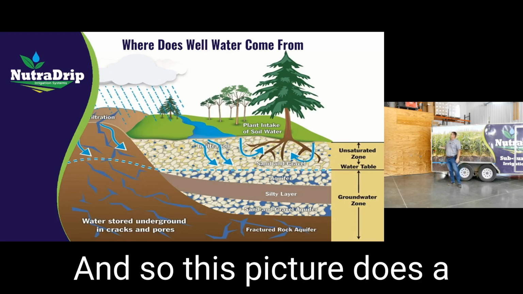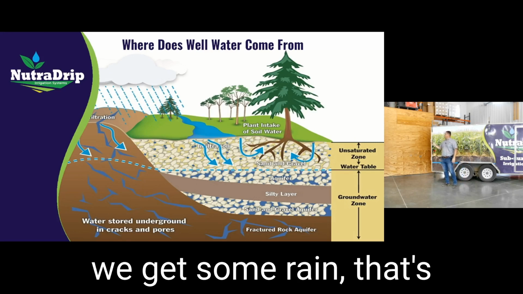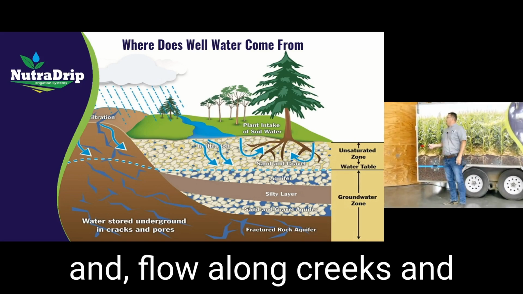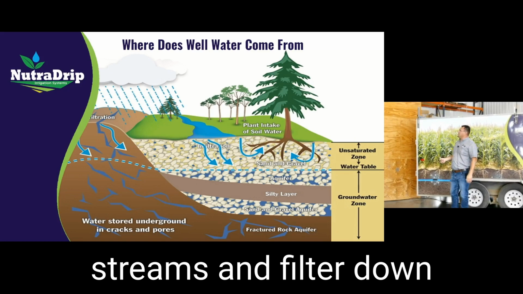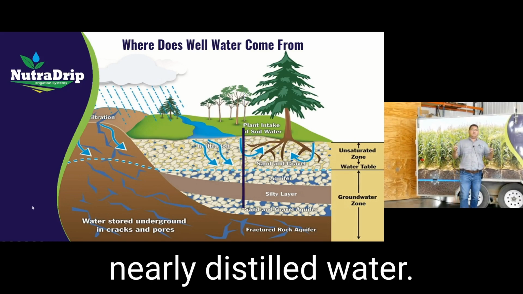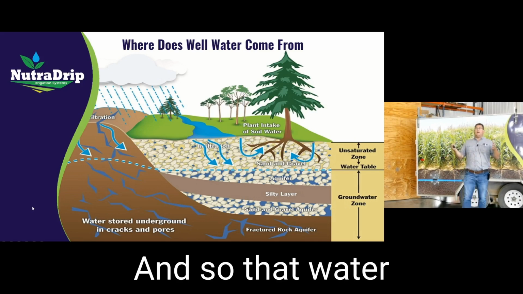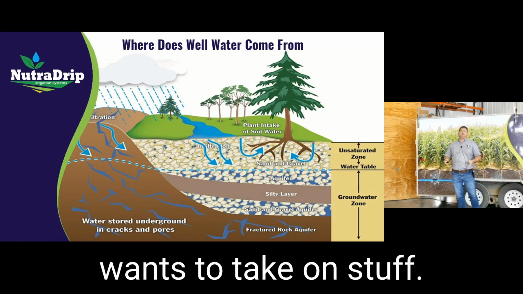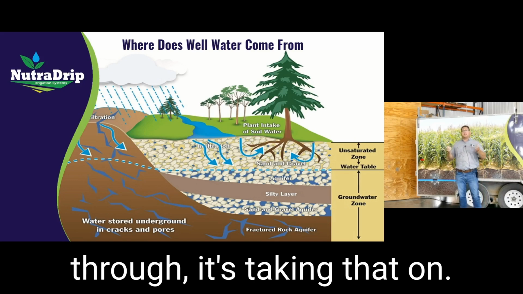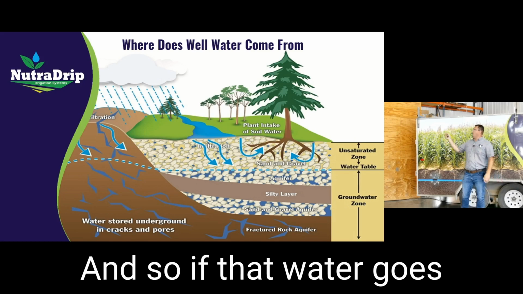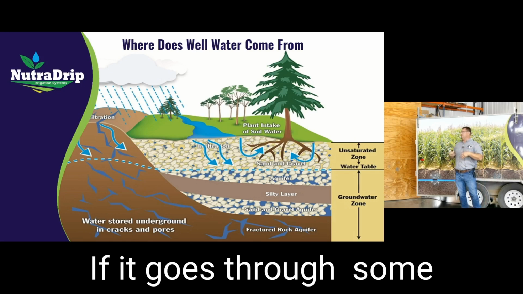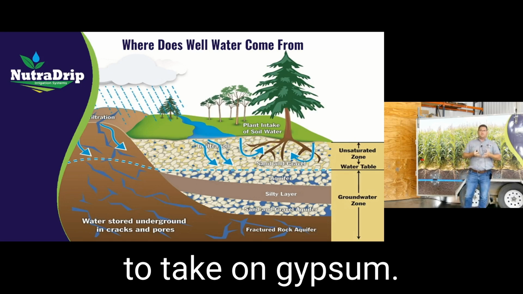And so this picture does a good job of showing when we get some rain, that's going to come across different types of soils and flow along creeks and streams and filter down through sand and gravel. When it falls, it's nearly distilled water. And so that water wants to take on stuff. And so whatever it goes through, it's taking that on. And so if that water goes through a limestone aquifer, it's going to take on limestone. If it goes through some gypsum, it's going to take on gypsum.